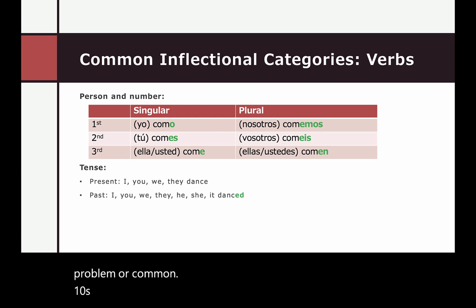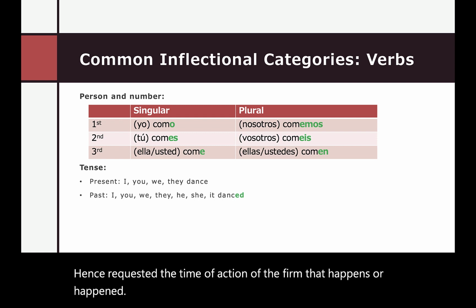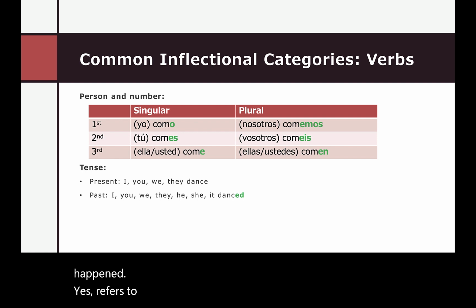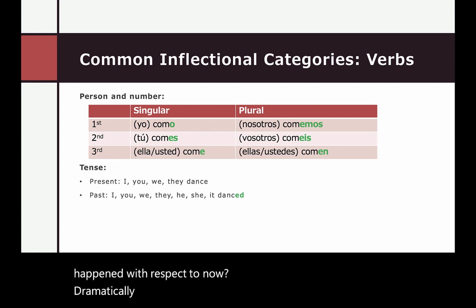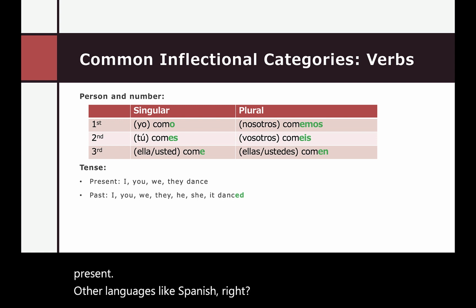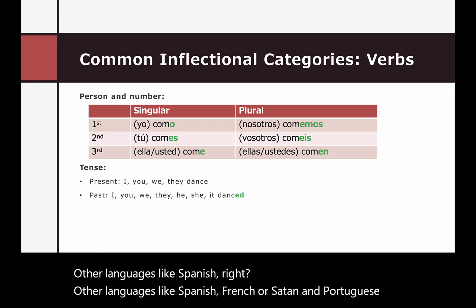Tense is another common category for verbs. Tense refers to the time the action of the verb happens or happened with respect to now. Germanic languages like English have inflections for past and present. Other languages like Spanish, French, Occitan, and Portuguese have future tense inflections as well.